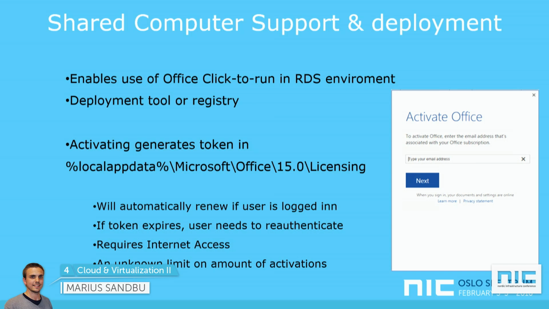There's an unknown limit of activations. It says so in the technical article. Unknown amount. And the problem with that is if you have a farm of 5, 10 servers like most people have, and the user logs out, generates a token, logs out, logs into another server, needs to authenticate again. Now, I've tested it, and when I've gotten up to 7 activations, the user will get an error message when starting Word.